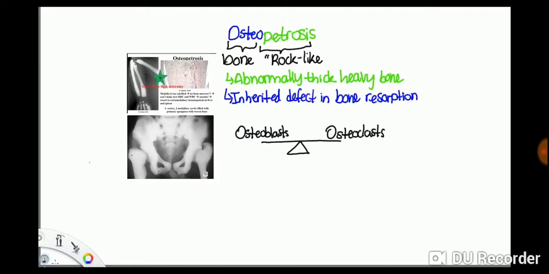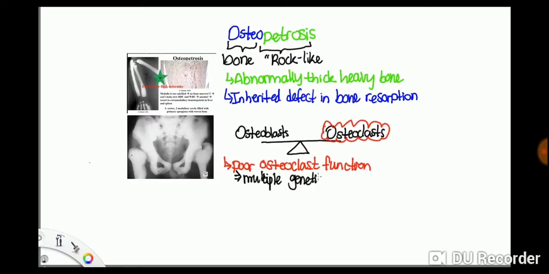Now, despite it being abnormally thick and heavy, it fractures easily. Think of it like a piece of chalk. A piece of chalk is thick, but you can easily crack it. Now, this disorder is due to poor osteoclast function. It has multiple genetic variants.